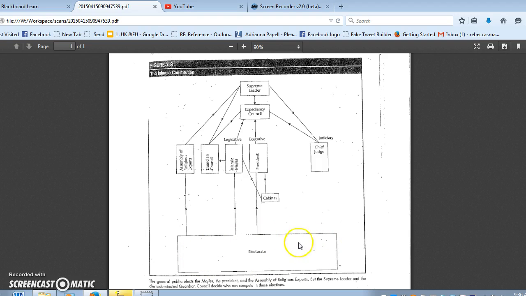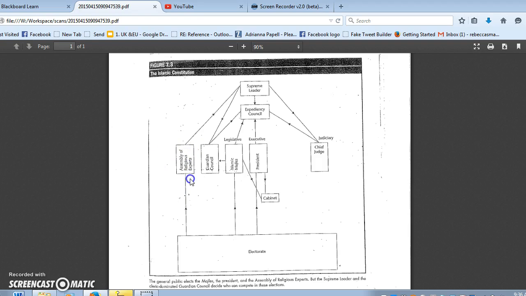First, starting from the bottom, you will find the electorate. Okay, this represents the citizens of Iran, and it indicates the offices that they are eligible to vote for. So notice there are three arrows here. 1, 2, and 3. These three arrows indicate the offices that citizens are able to vote for in elections that are somewhat competitive. Let's talk first about the Assembly of Religious Experts.